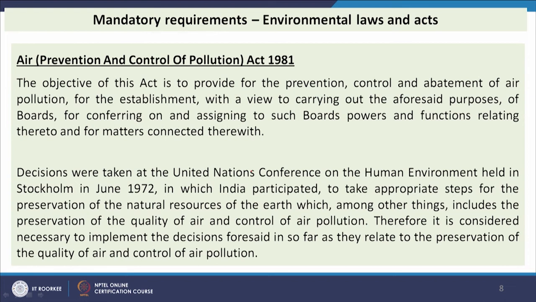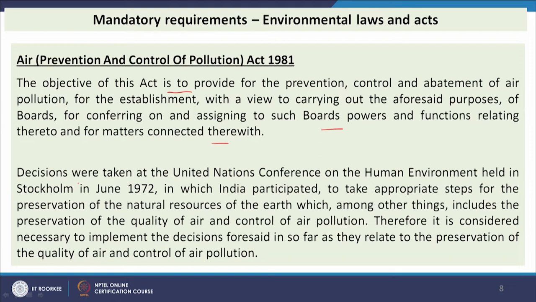Now, the Air Prevention and Control of Pollution Act 1981. The objective of this Act is to provide for the prevention, control and abatement of air pollution, for the establishment, with a view to carrying out the aforesaid purposes, of boards, for conferring on and assigning to such boards powers and functions relating thereto, and for matters connected herewith. So, this is very important for any industry: to get approval from the State Pollution Control Board, to get the consent to operate where environmental clearance is given.